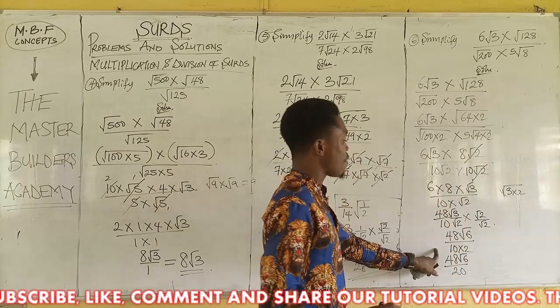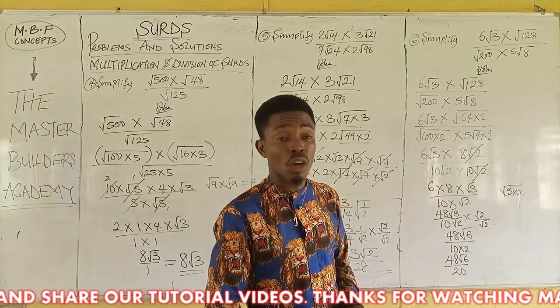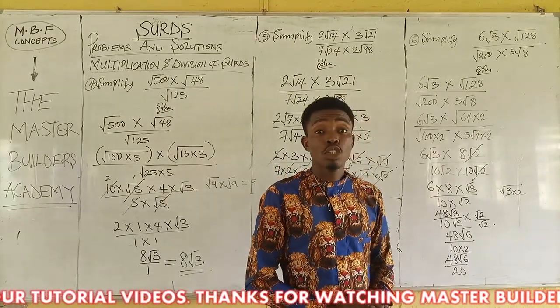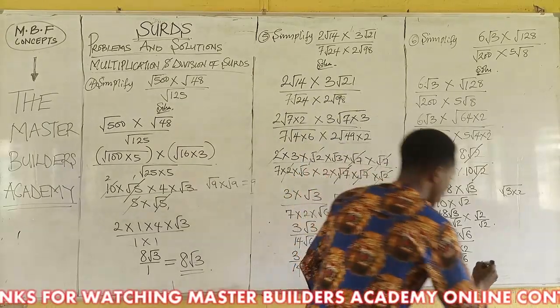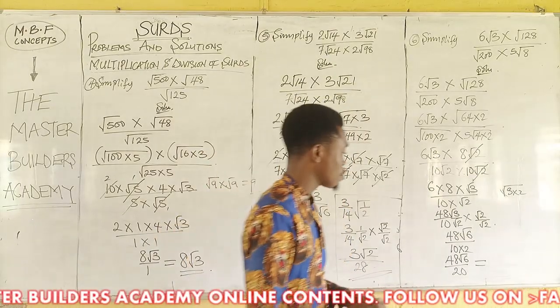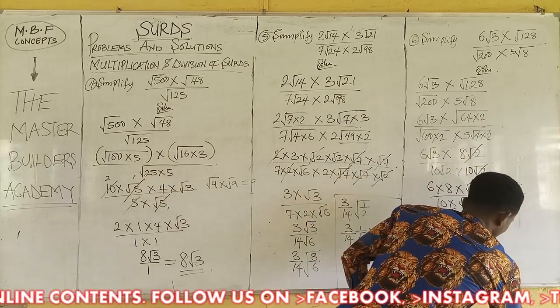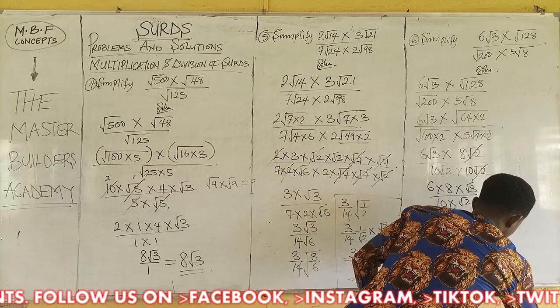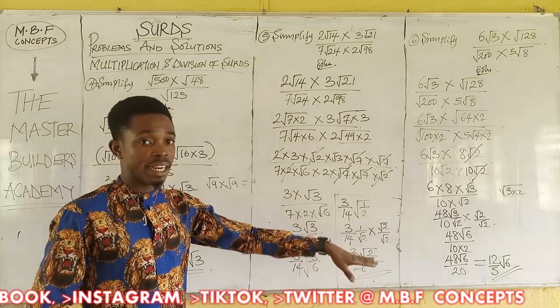Now, guys, 48 and 20 have something in common. Now, what do they have in common? They have 2 in common, as well as 4 in common. So 4 into 48, guys, we are going to have 12. And 4 into 20, we are going to have 5. So we have 12 root 6 over 5. This is the answer to this very question.